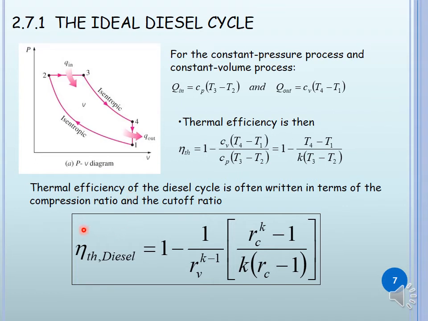For the diesel cycle, we can use the thermal efficiency formula as shown in this slide. This formula only uses the compression ratio and the cut-off ratio. This formula was derived from our general equation that thermal efficiency equals work net over Q in, and we substitute the Q in and Q out into the general formula of thermal efficiency and simplify it by substituting the compression ratio and the cut-off ratio.